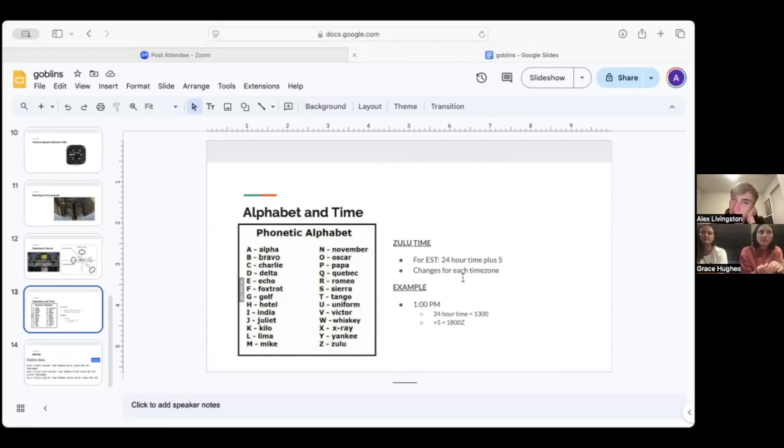For example, 1 p.m. in 24-hour time is 13. You add 5, and that's 1800 Zulu. Right now it's 9:30, which in 24-hour time is 21:30. Then you add 5, so really it's 0230 Zulu.